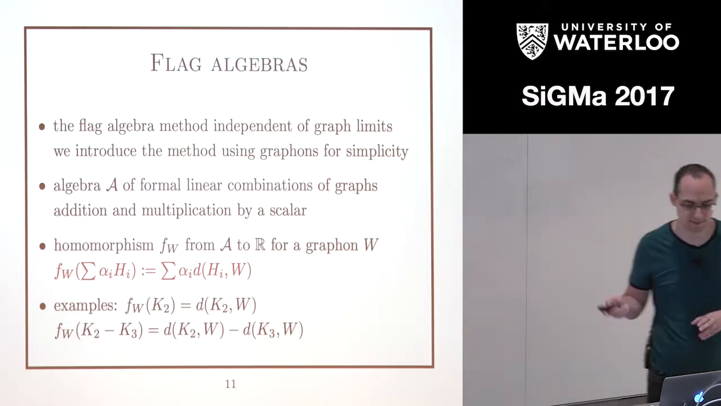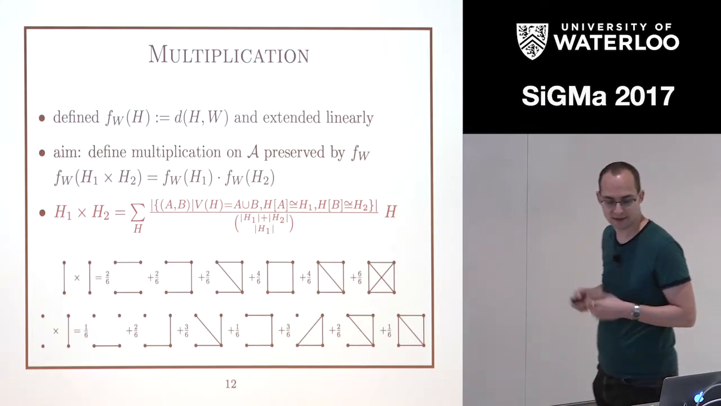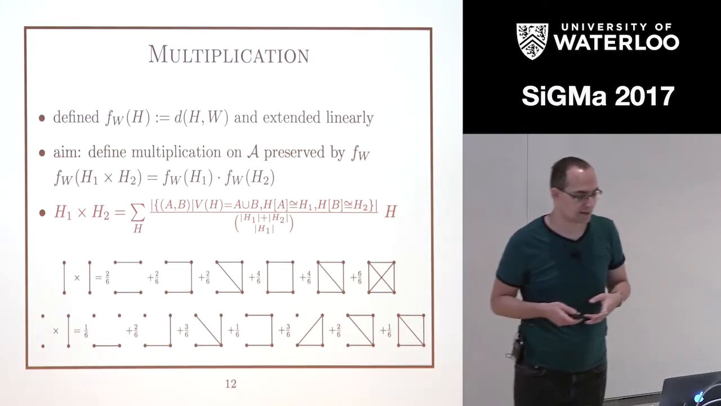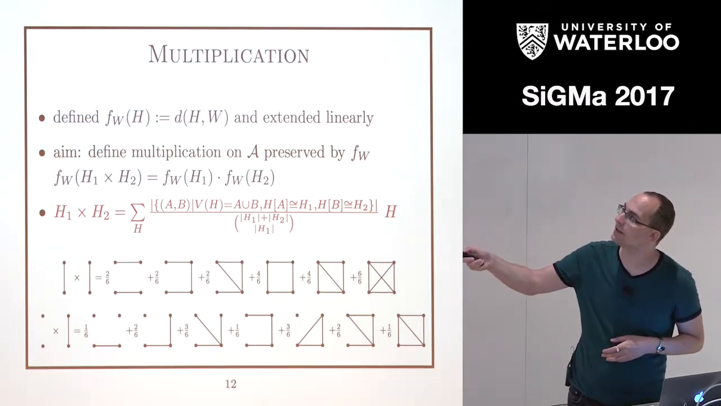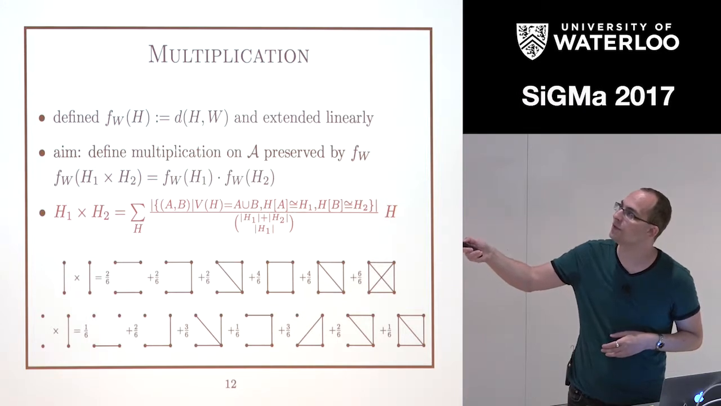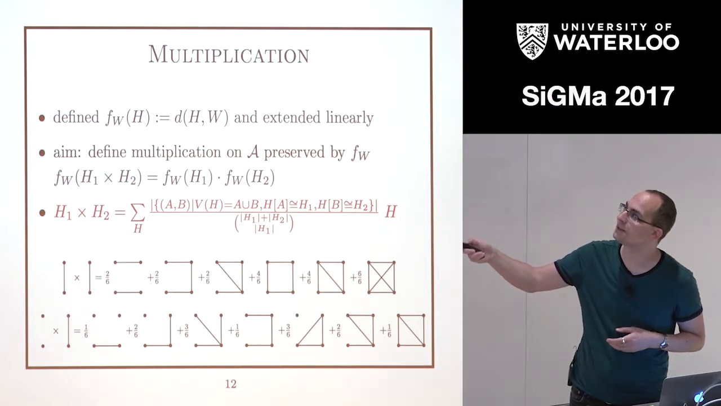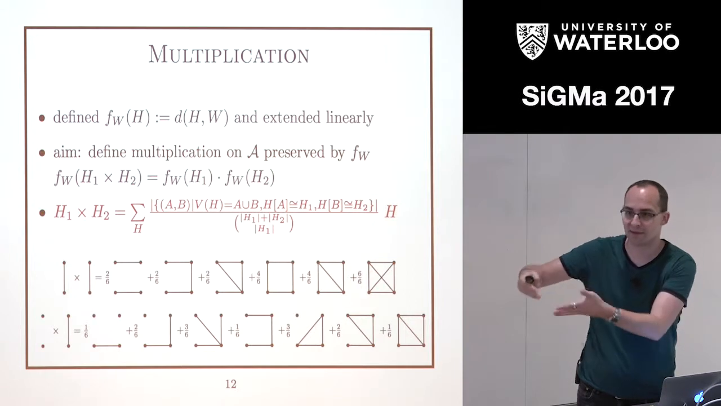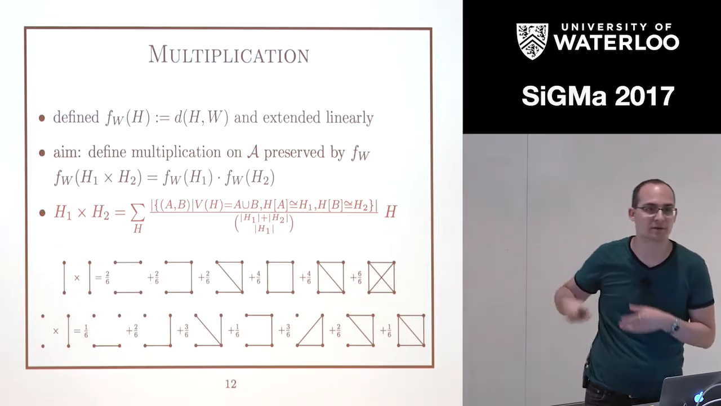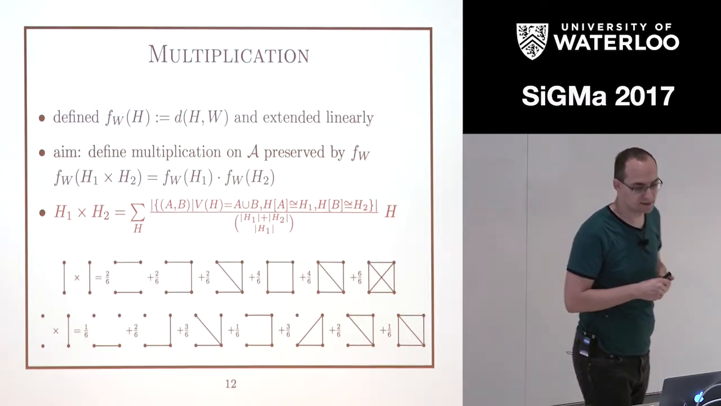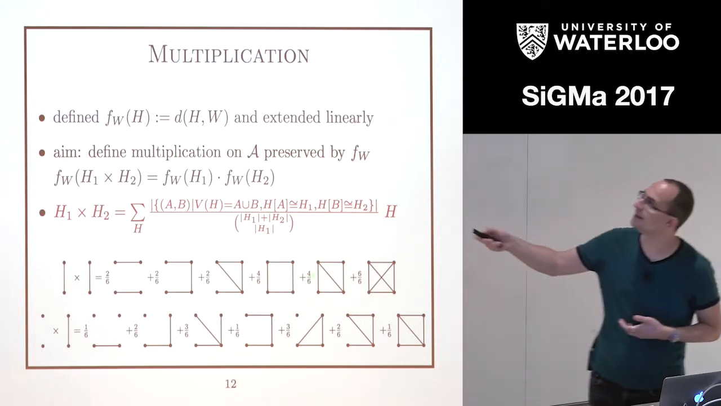But the nice property of this approach is that one can also define a multiplication of two objects in the algebra. And so my aim now is to define what it means that if you give me a graph H1 and a graph H2, what should be the value of the product of the two graphs. I want it to be a homomorphism, so I define this product in the way that the value of W for the product will be the product of the values for the two graphs in the product. So I put here a definition.